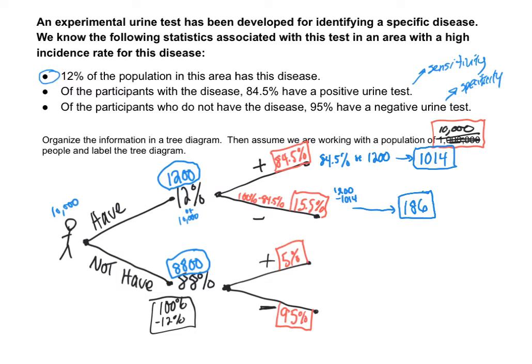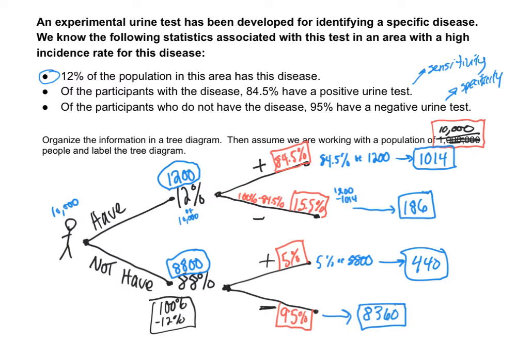Next, what we know is 5% of the 8,800 people are going to have a positive result. So out of the 8,800 people that do not have the disease, 5% of the 8,800 are going to test positive, which is 440. Meaning the difference, if we consider those out of the 8,800, is 8,360 people.